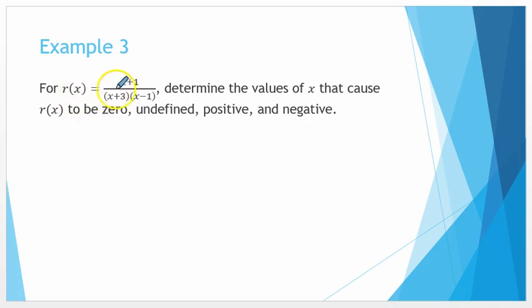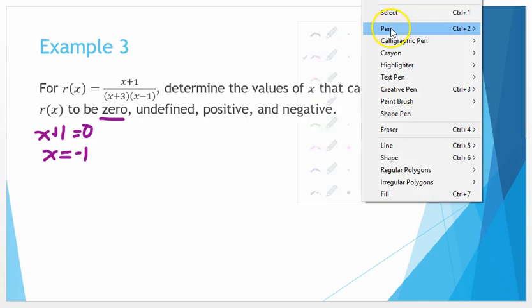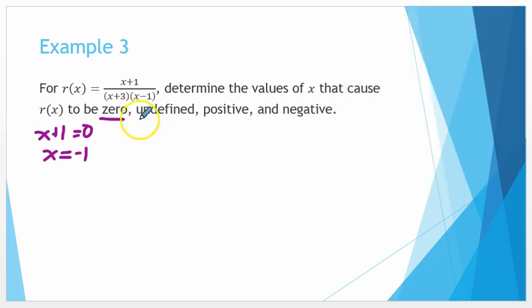To determine where our graph is 0, look at the numerator, x plus 1, and set it equal to 0 and solve. So in this case, my answer is -1. So for the zeros, my solution is x equals -1. Then I'm going to look for where is this graph undefined. So let's pick a different color for this to make it easier to track. So where is this graph undefined?